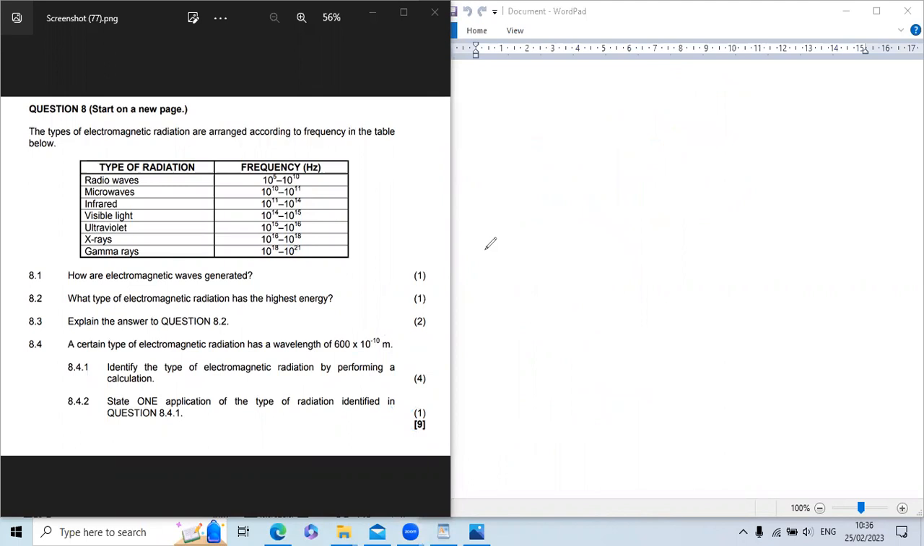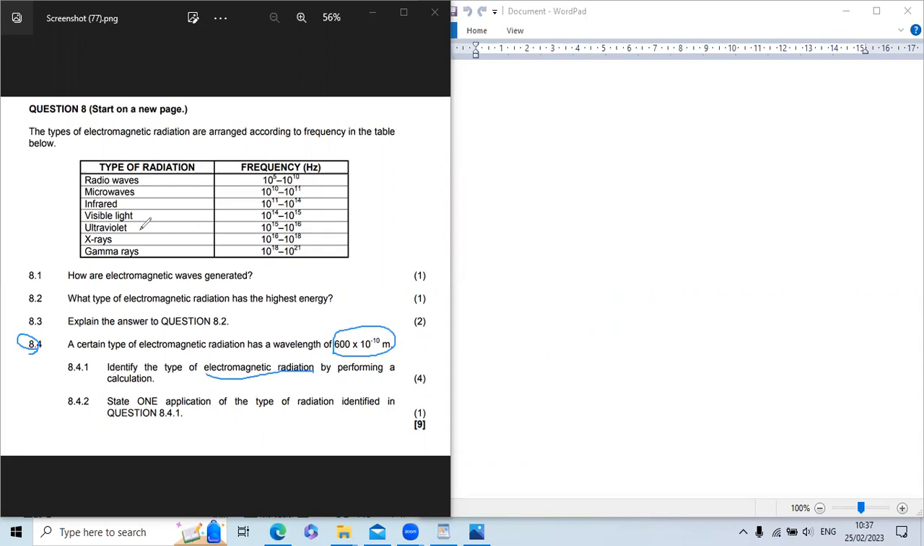So now let's get started. What we need for 3.4 is that they tell you that a wave, a radiation, has a wavelength of 600 times 10 to the exponent negative 10 meters, and they want you to find the type of radiation through calculations.